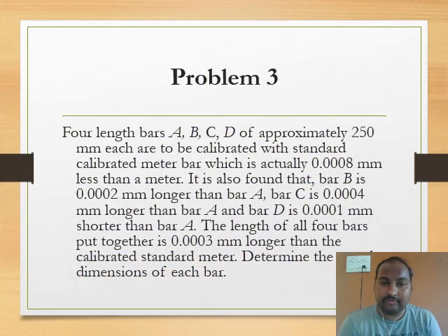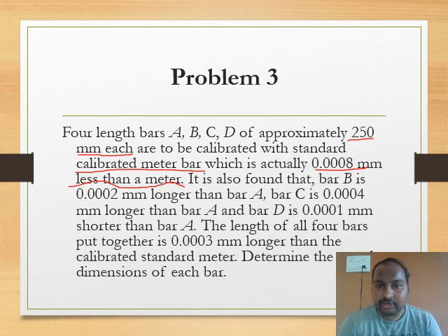Similarly, we will go with another one which is having 4 bars. This is another example with the 4 bars A, B, C and D. Each is of 250 mm, actually a standard length of 250 mm, which needs to be calibrated to a standard calibrated meter bar, that is 1000 mm, which is actually 0.0008 mm shorter than a meter.